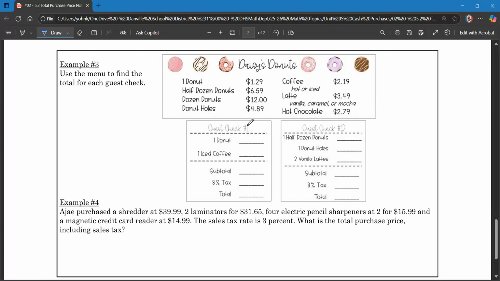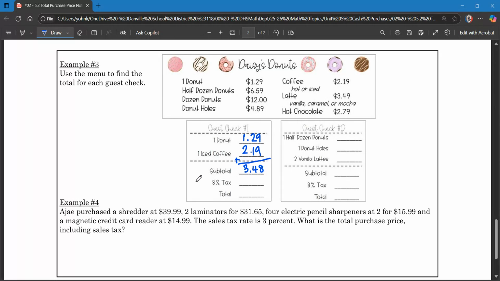All right, so guest check number 1, they had 1 donut, and 1 donut's $1.29. So let's put $1.29. 1 iced coffee, so we have coffee hot or iced is $2.19. So then I need to find the subtotal. That's like saying your total selling price. So we're going to add up the $1.29 and the $2.19. That's $3.48.